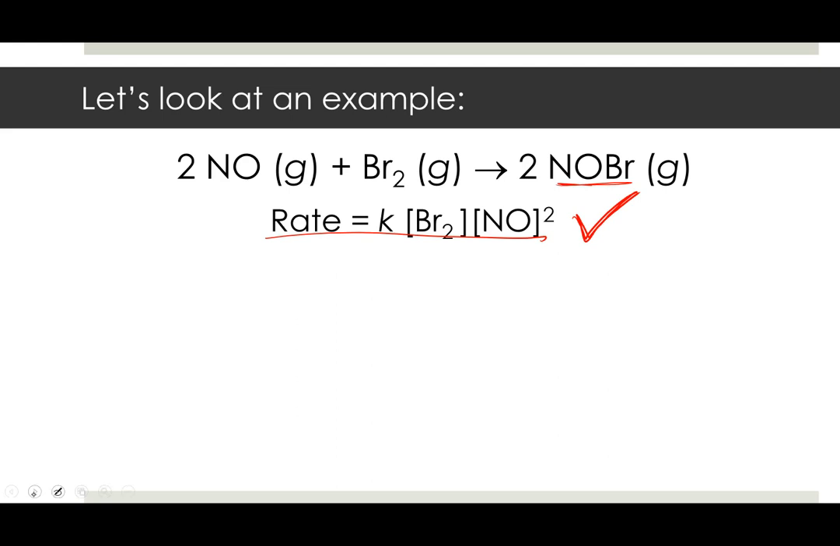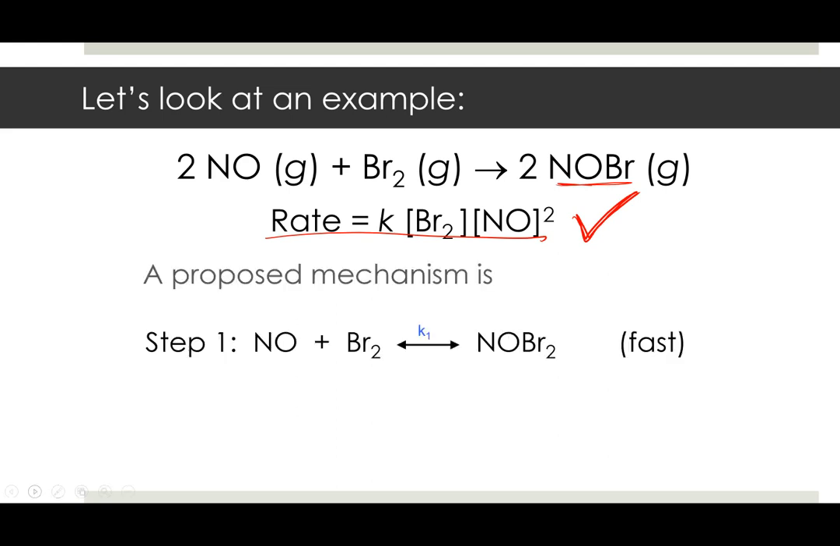So here's our proposed mechanism. Here are our proposed elementary steps. In step one, we have one molecule of nitrogen monoxide reacting with bromine to create this intermediate. The intermediate has two bromines on it instead of just the one, okay? This is a fast step. This happens pretty quickly.